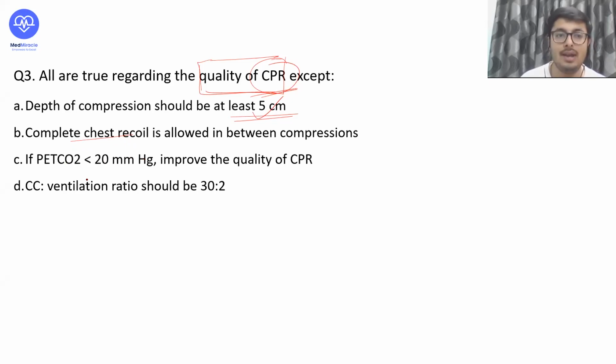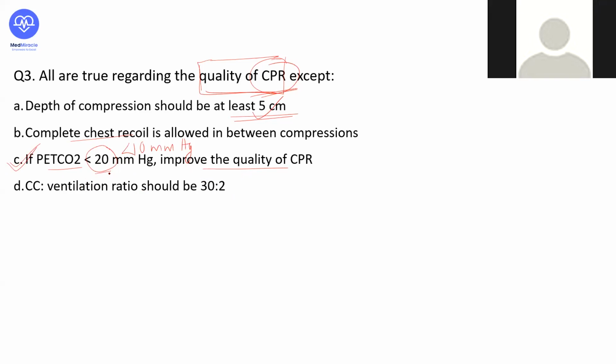Then comes the end tidal CO2 monitoring. So end tidal CO2 should be less than 10 mmHg, then there is the need to improve the CPR, right? So this becomes our false statement, and the correct answer here is that the end tidal CO2 should be less than 10 mm to warrant an improvement in the quality of CPR, right? So less than 20 is not the correct answer. 20 is the cutoff for something else which we will discuss while we are discussing the other points.